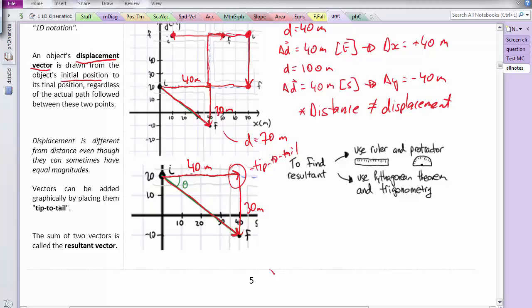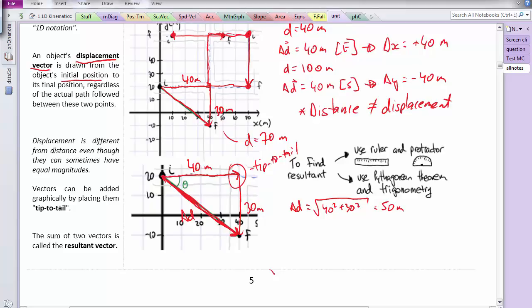Okay, so this green vector, well, it's red now, is called the resultant vector because it's the result of adding the other two vectors. Okay, so to find the resultant, delta d, that would be equal to, if we use the Pythagorean theorem, the square root of 40 squared plus 30 squared, which is equal to 50 meters, because a squared plus b squared is equal to c squared.